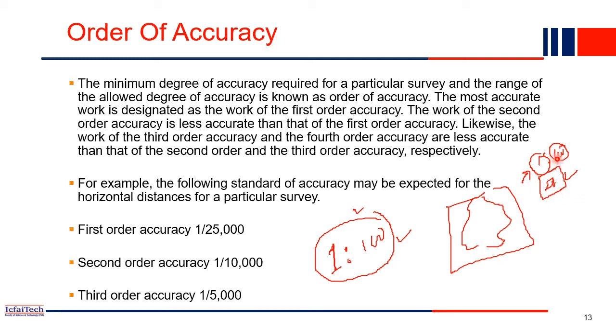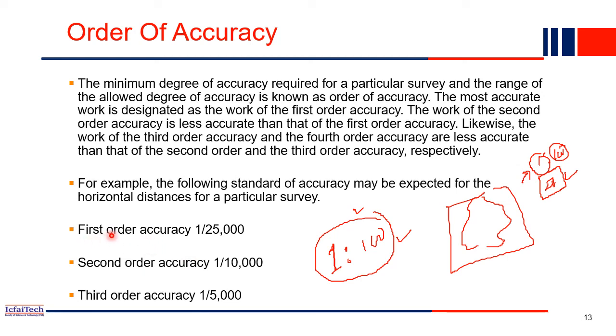1 is to 100 is very high. So in that case you have to do it 1 is to 10,000. Maybe every 10,000 units, 1 unit error is allowed. So that is what we call order of accuracy, means how much accuracy is acceptable for the particular reading. In that also we divide different types of accuracy, like first order accuracy, second order accuracy, third order accuracy. So what is first order accuracy?